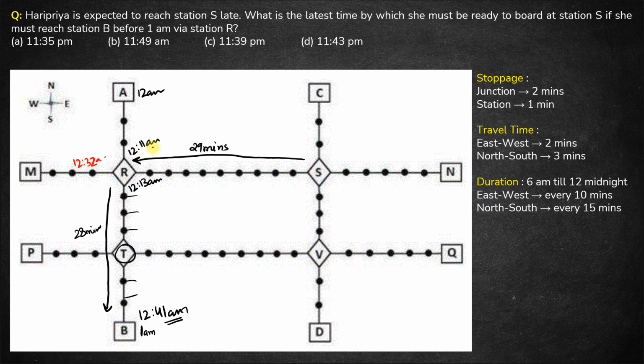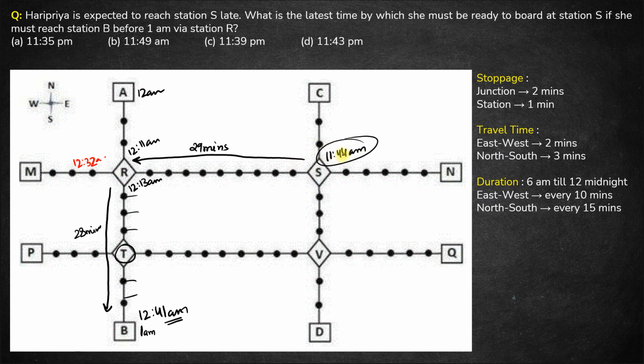So if 12:13 am is the last train that she can catch from R and it takes her 29 minutes to go from S to R, so the latest she should reach S by will be 12:13 minus 29 minutes. And not just reach S, she should leave S latest by this time, 12:13 minus 29. So 12:13 minus 29 minutes is 11:44, right? She should leave S latest by 11:44.